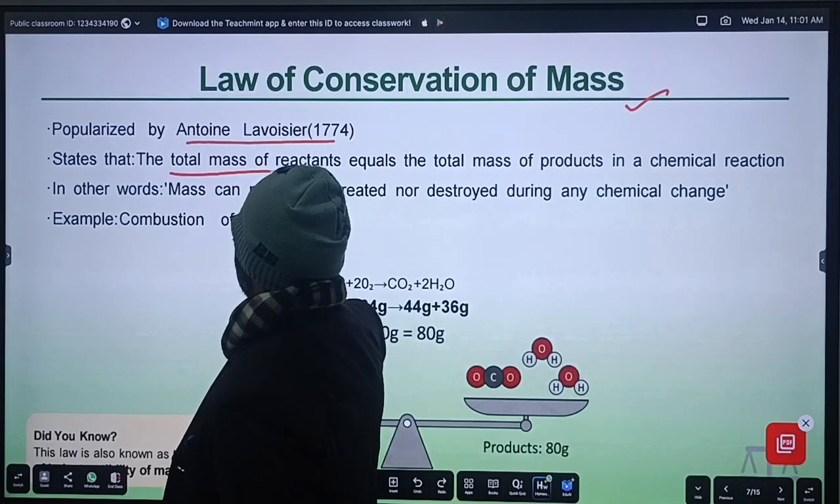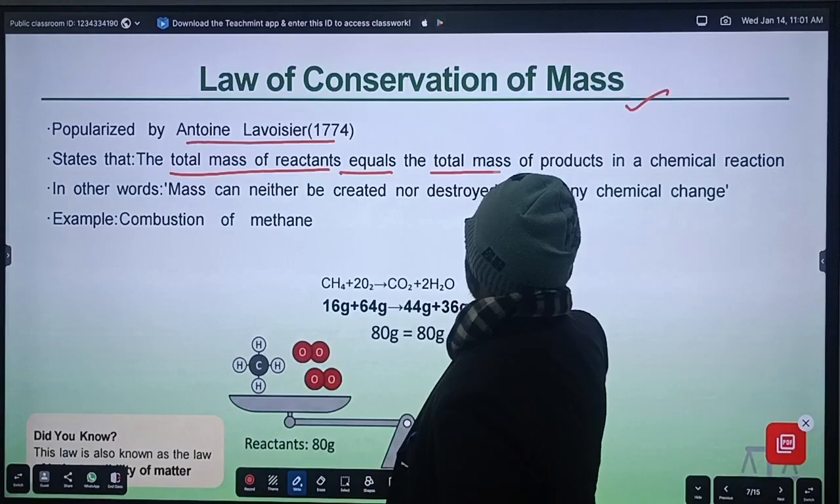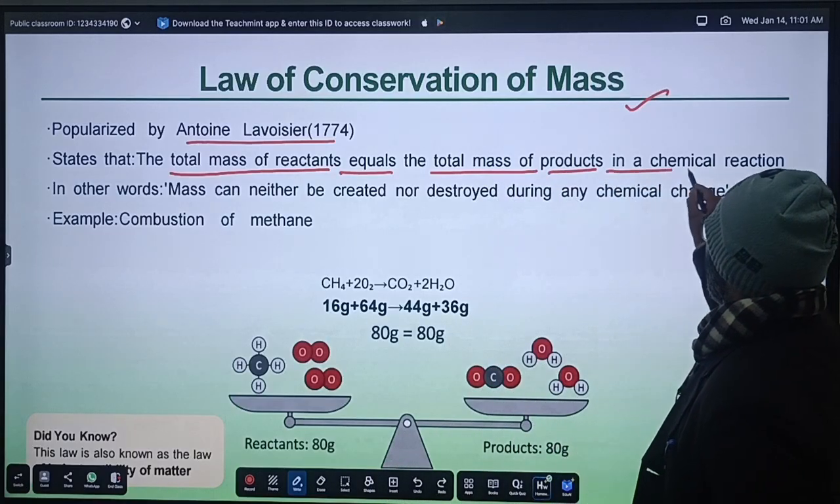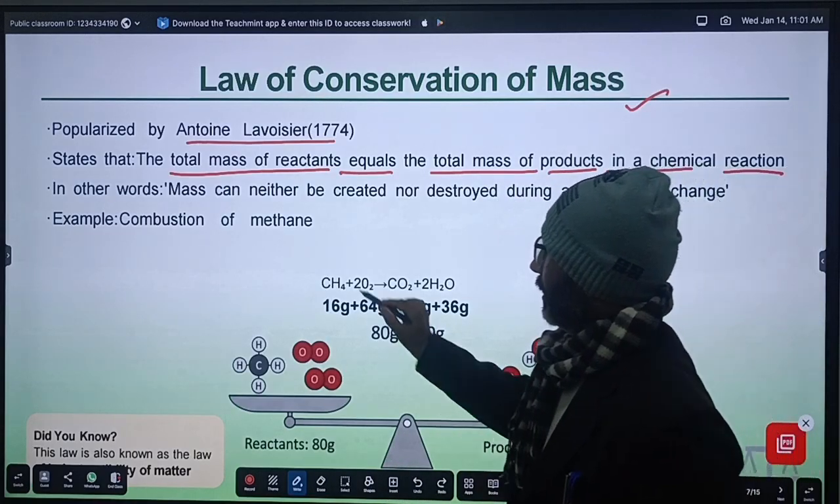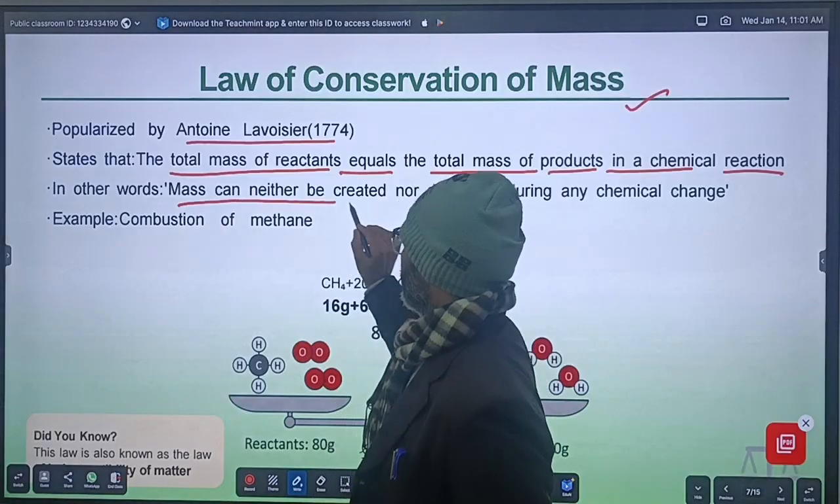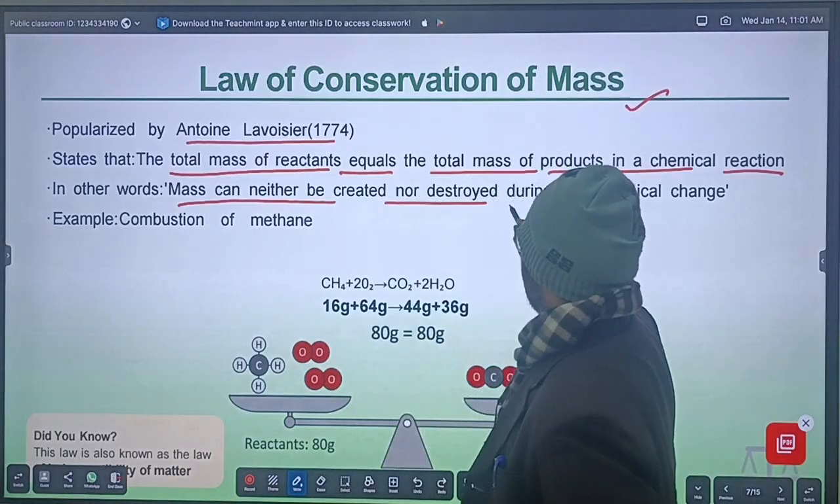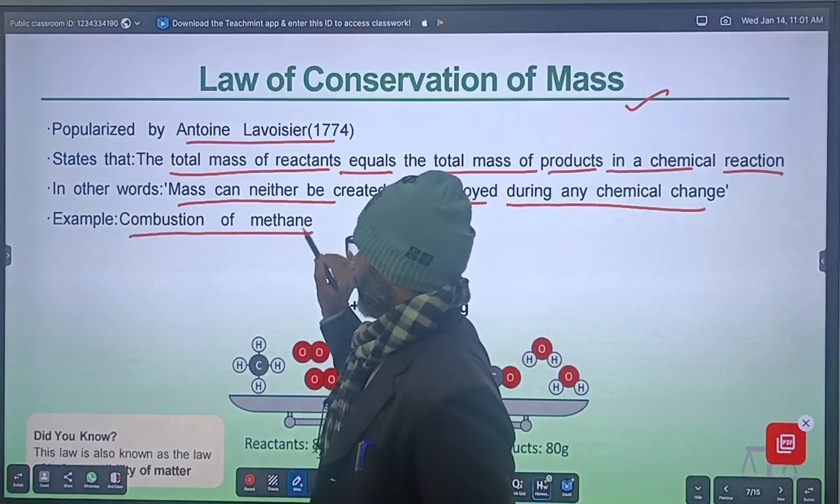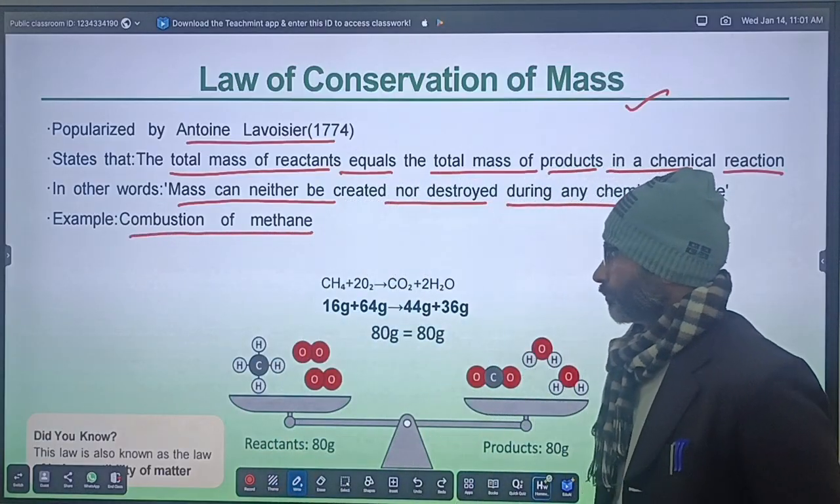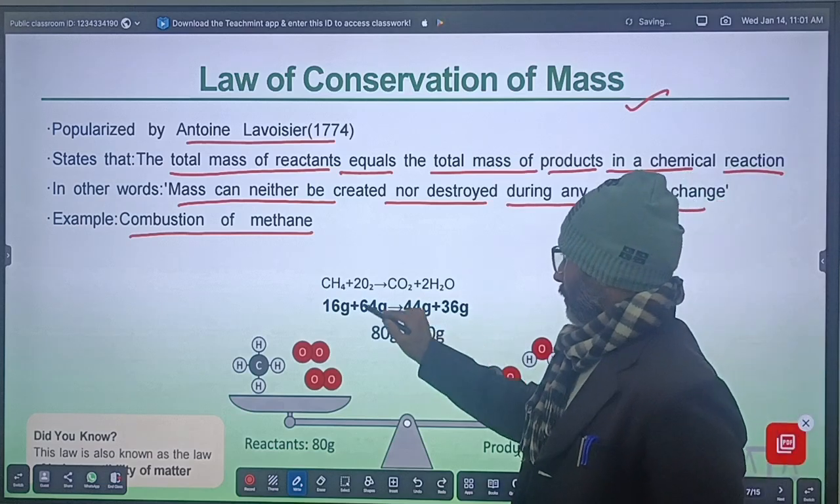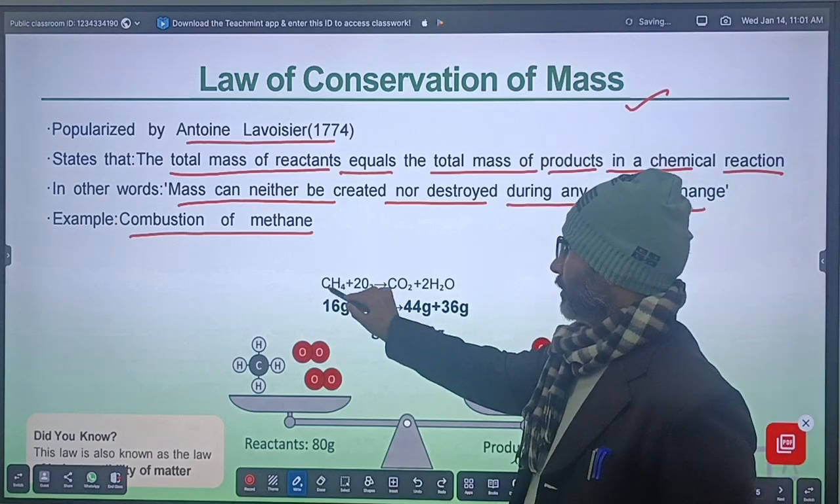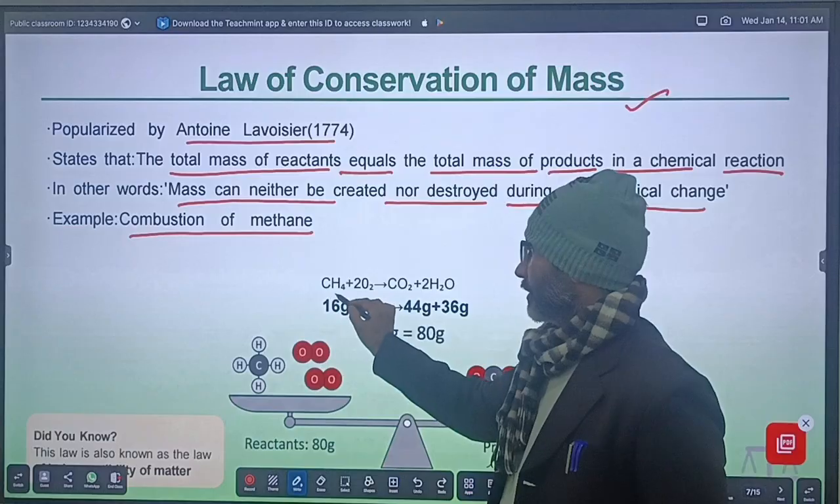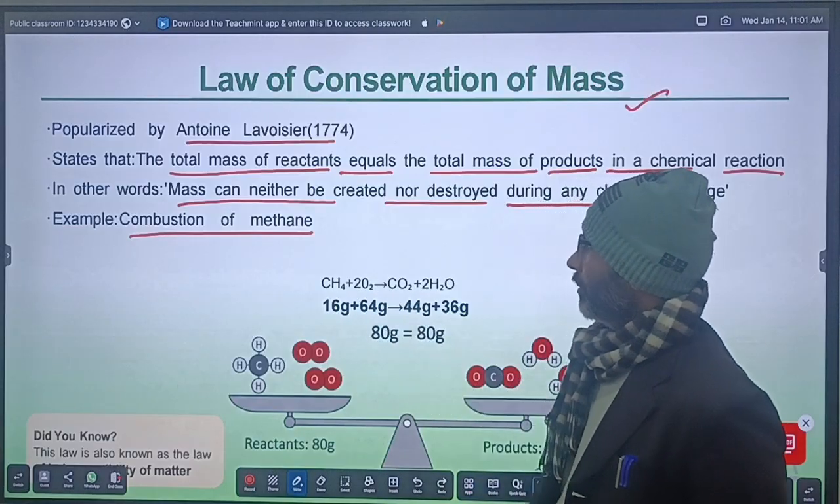It states that the total mass of the reactants is equal to the total mass of the products in a chemical reaction. In other words, mass can neither be created nor be destroyed during any chemical change. For example, this is the combustion of methane. How did it happen? What is the chemical formula of methane? CH4.